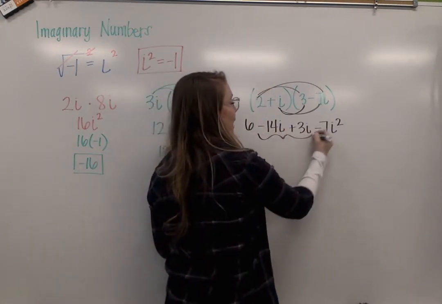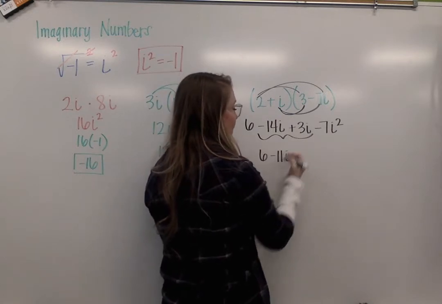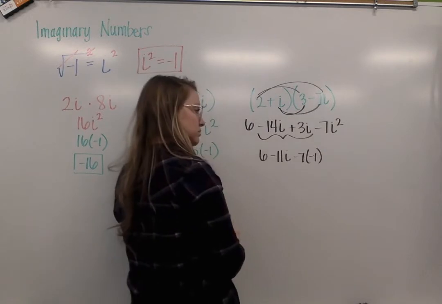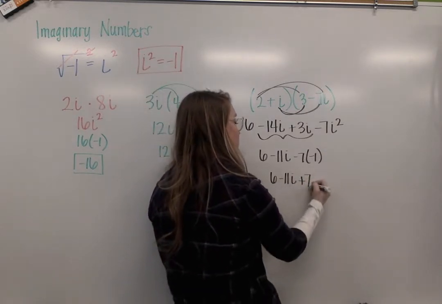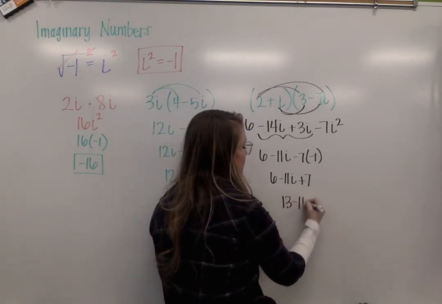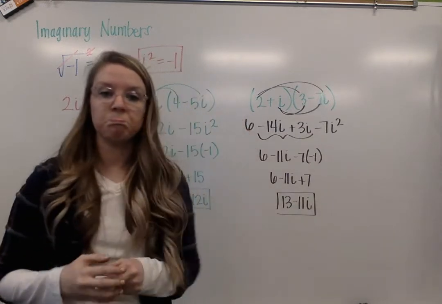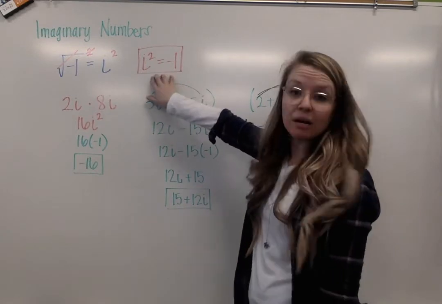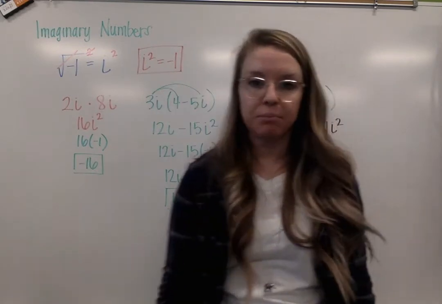So here I have some like terms. So 6 minus 11i. Then I'm going to substitute in my -1. So I have 6 minus 11i plus 7. So that's going to result in 13 minus 11i. Okay, multiplication. The main thing we want to remember, i squared equals -1. Make the substitution and simplify.